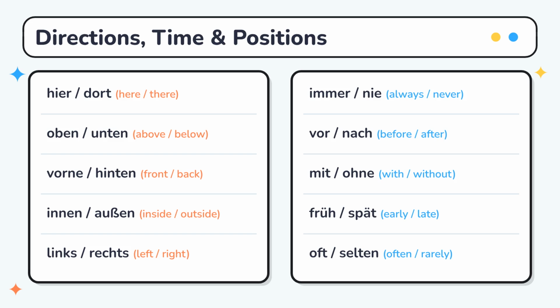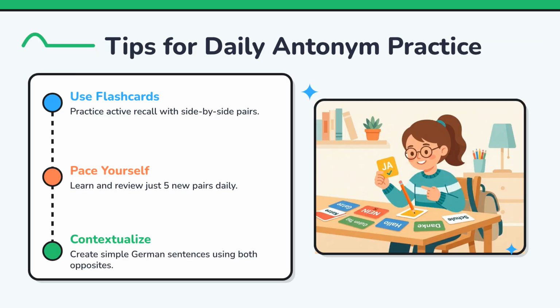Früh and spät, early and late. And oft versus selten, often and rarely. To wrap things up, here is your action plan. First, use flashcards for active recall. Second, pace yourself. Just 5 new pairs a day will prevent burnout.